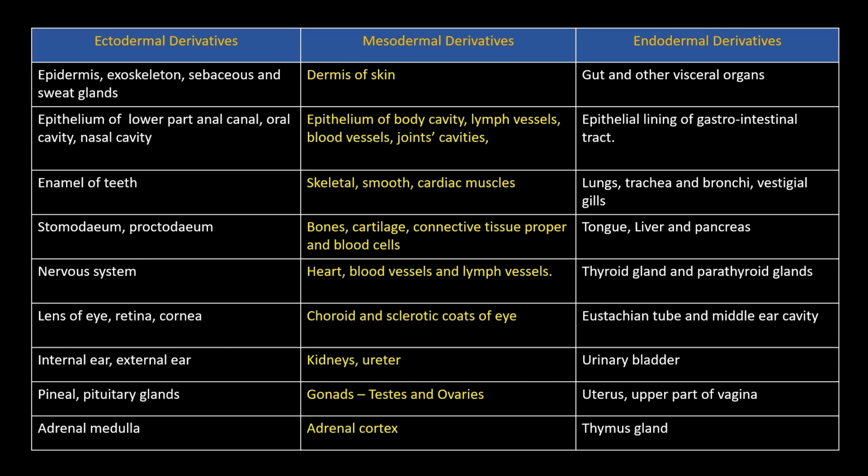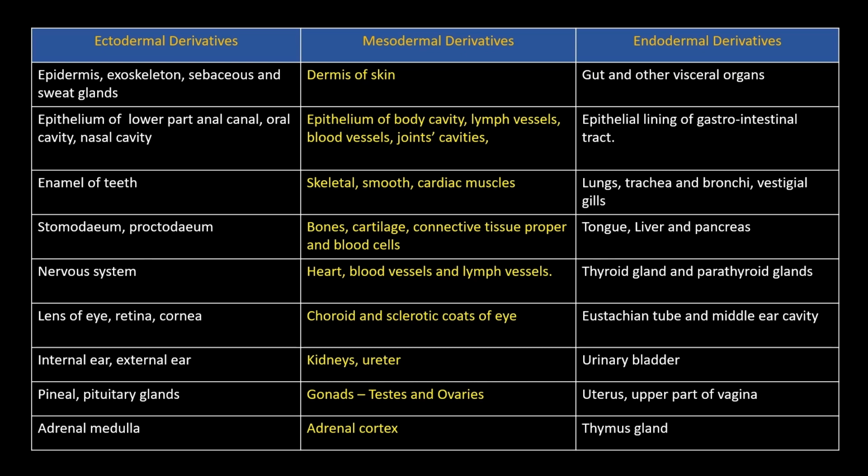Mesodermal derivatives are dermis of the skin. Epithelia of body cavity, lymph vessels, blood vessels, and the cavities present in the joints. Skeletal, smooth, cardiac muscles. Bones, cartilage, connective tissue proper, and blood cells. Heart, blood vessels, and lymph vessels. Choroid and sclerotic coats of the eye. Kidneys, ureter. Testes and ovaries. Adrenal cortex.